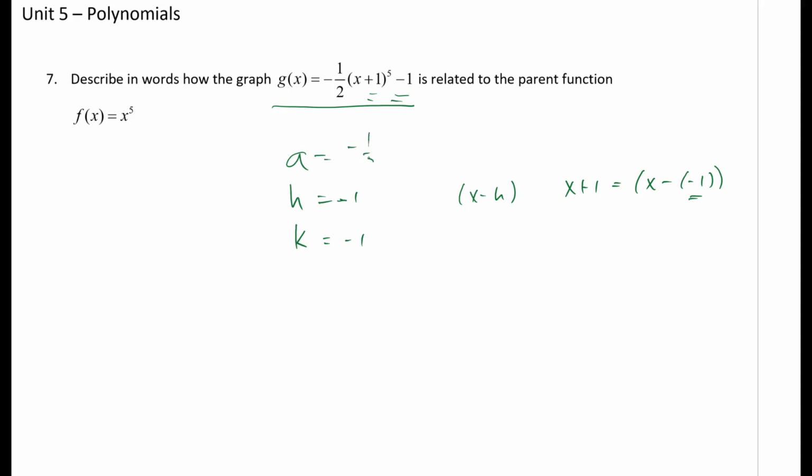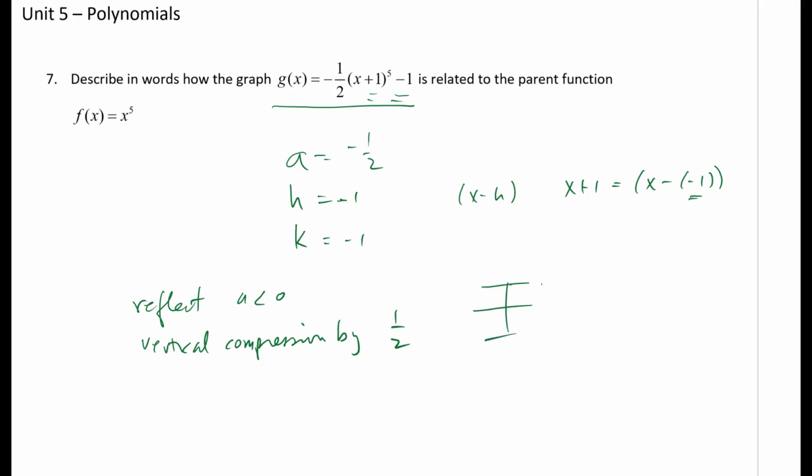And then a is negative 1/2. So we can see that this is going to be a reflection, because a is less than 0. It's going to be a vertical compression by a factor of 1/2, so it's going to shrink stuff down by a factor of 1/2. It's like taking your height and multiplying it by 0.5, and then we know it's going to go down 1 because k is negative 1, and it's going to go left 1 because h is negative 1.